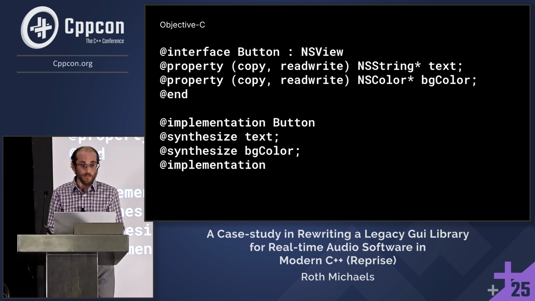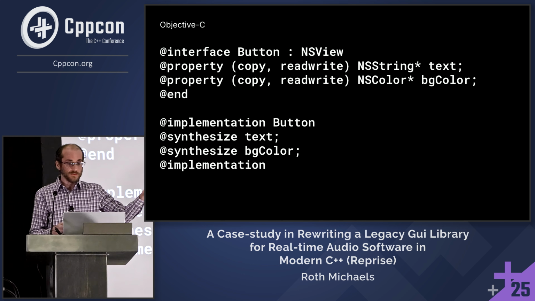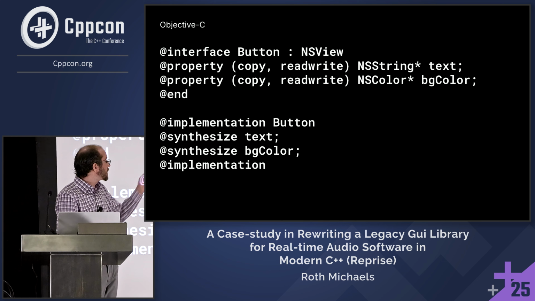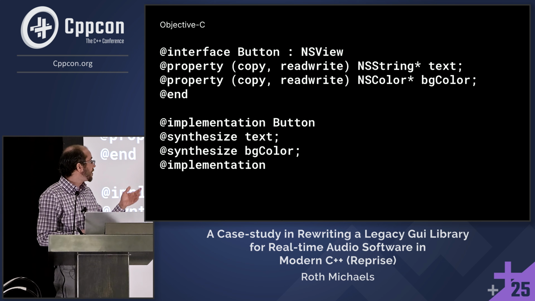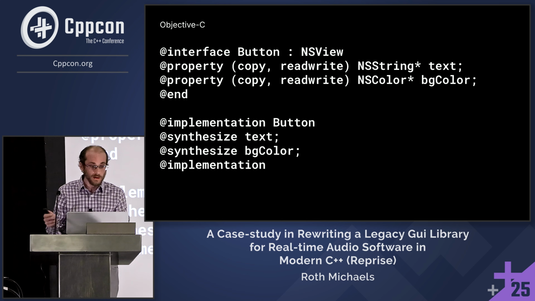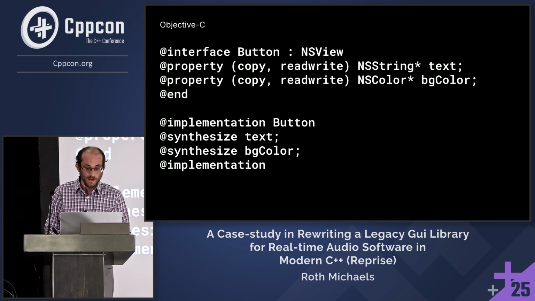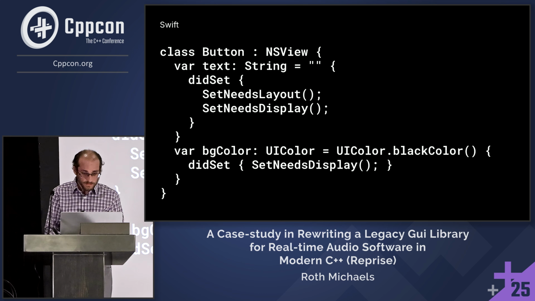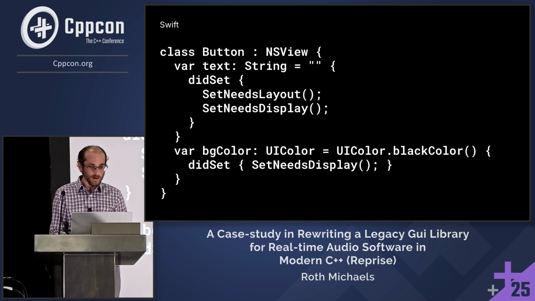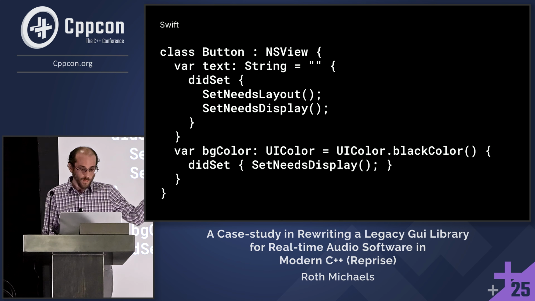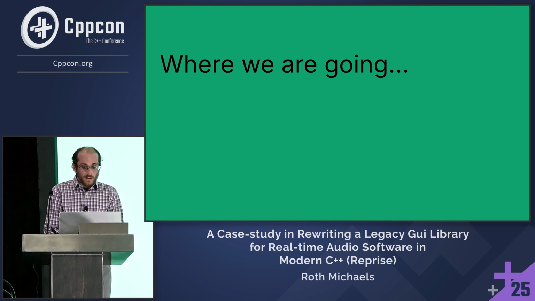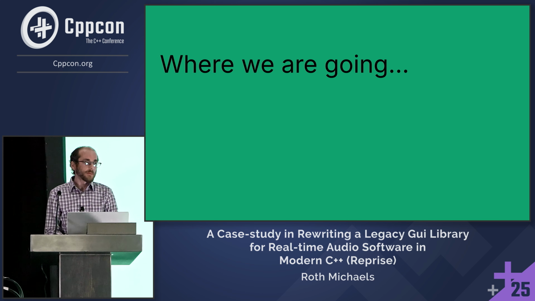And some examples of properties from other languages: Objective-C has this ability to, in the interface, have an @property declaration, and this will synthesize getters and setters for the text and background color, both the methods as well as the member variable storage for this. Swift has something similar, a little bit nicer syntax where we can have a string and say, oh, when it's set, do these things and call these methods. So where are we going with developing a property system like this in C++?